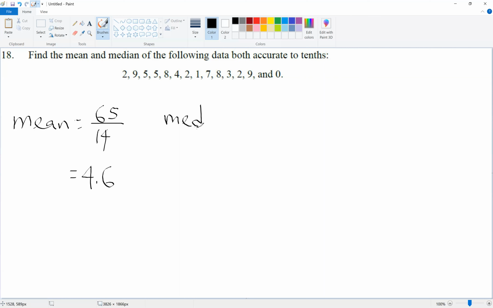Why? I didn't know. You didn't know what a median is? No, I know how to do it. I was just too lazy. Oh boy. Gitika, what is the median?